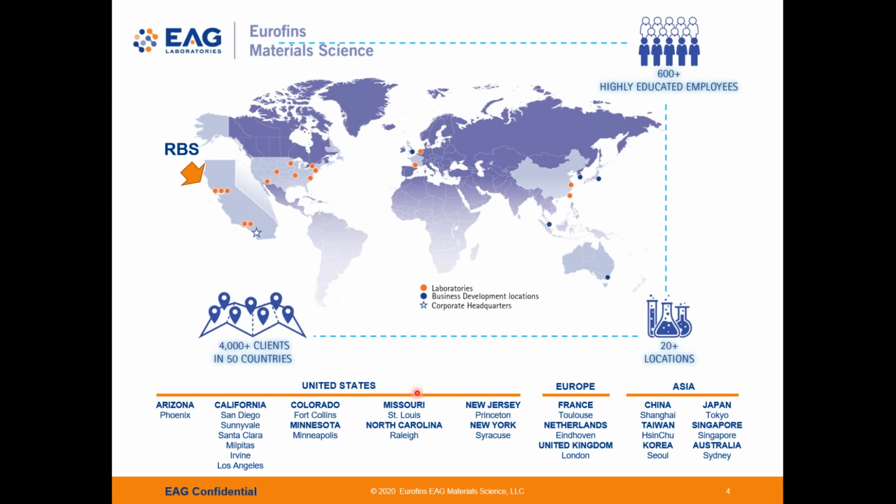EAG Labs has multiple locations in the United States, Europe, and Asia. We have over 600 highly educated employees using many techniques at over 20 locations, serving over 4,000 clients in 50 countries. This company has made a considerable investment over the years in acquiring analytical capabilities with multiple instruments of almost all of them. The RBS lab is located in Sunnyvale, California. The lab has 2 tandem linear particle accelerators running alpha particles.